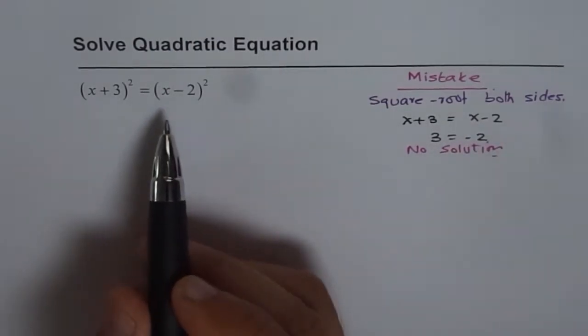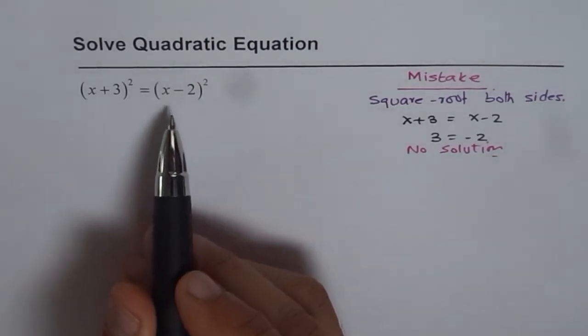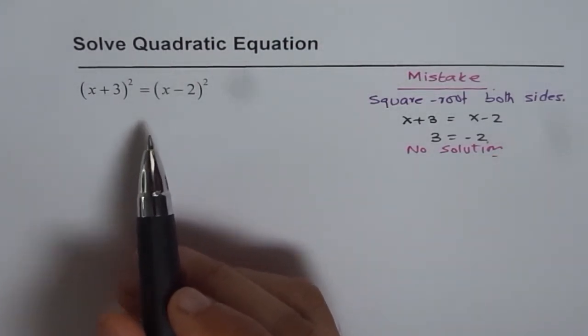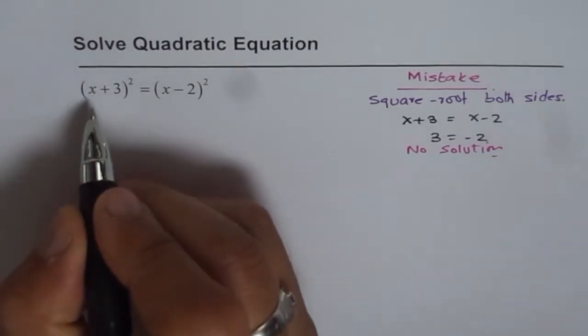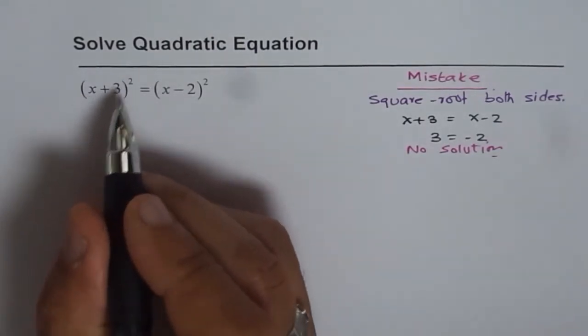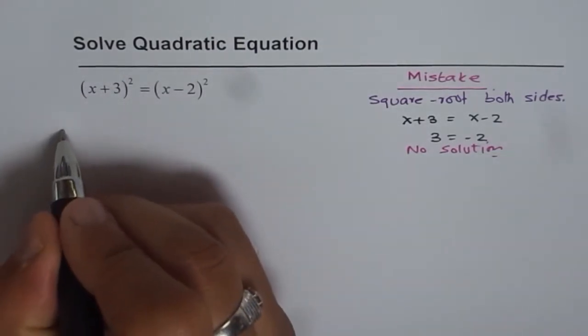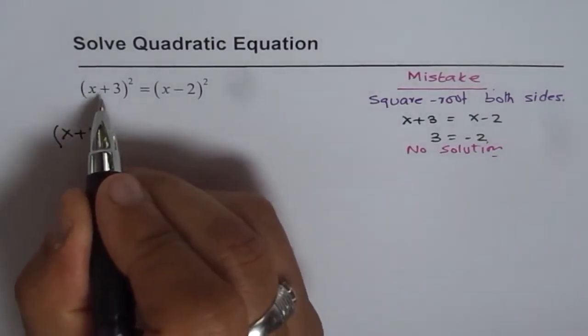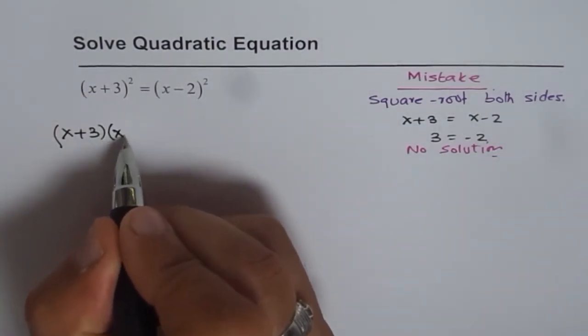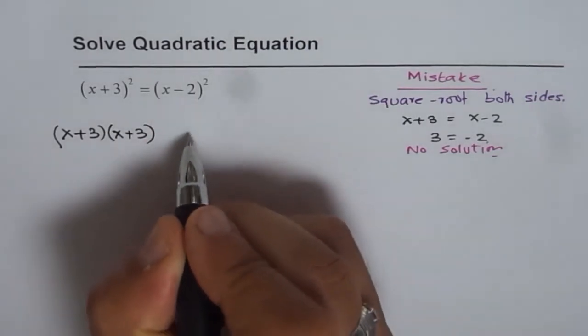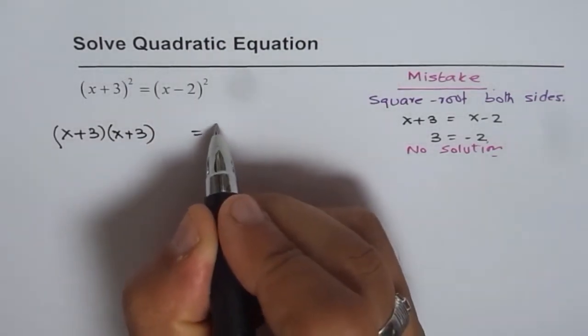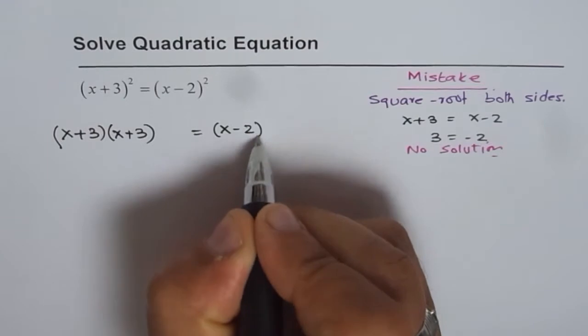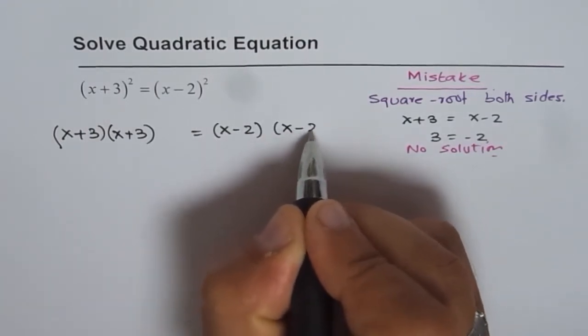Solving this basically means expand, bring like terms together, and then solve, right? So let's expand it. (x + 3)² could be done in many different ways. What we will do for the time being is use at least two ways here. (x + 3)² means (x + 3) times (x + 3), and then we have (x − 2)², so I'll write this as (x − 2) times (x − 2).